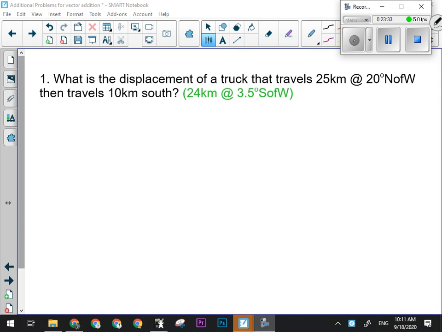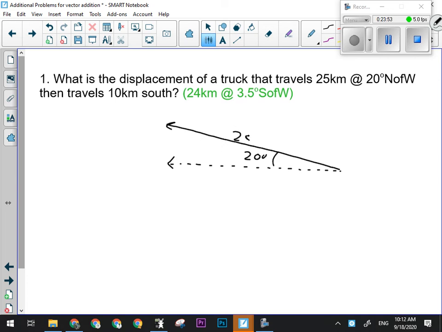All right, so we're looking for the displacement of a truck that travels 25 kilometers at 20 degrees north of west. So my reference direction is west, and I'm going to go 20 degrees north of that. So there's the triangle for the first vector. And then it goes 10 kilometers south.